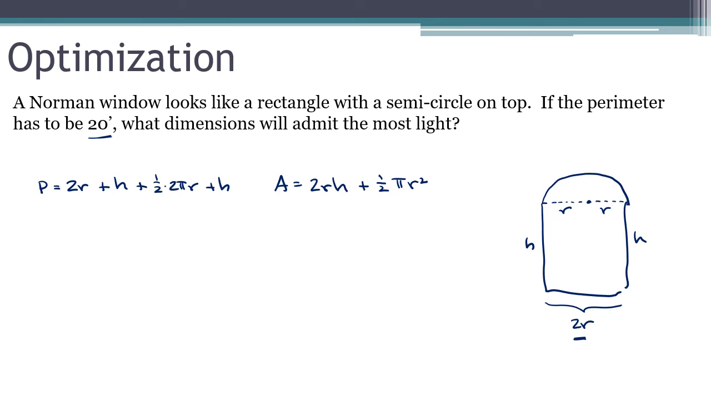Okay, awesome. We know the perimeter has to be 20, so I'm going to put 20 in there for p. 20 equals 2r plus 2h, adding the two h's together, plus the twos cancel, so that's plus pi r. Unfortunately, I can't reduce the numbers any, because there's no number in front of that pi r term. So I can't divide by 2 without bringing a fraction in here, which I probably don't want to do.